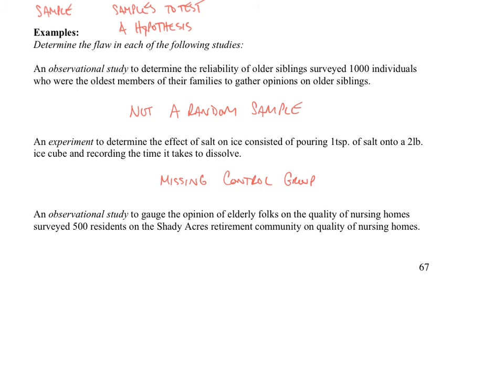In the last example we've got on the front page, there are some examples on the back that you can do as well. We've got an observational study to gauge the opinion of elderly folks on the quality of nursing homes. And they surveyed 500 residents of the Shady Acres retirement community on the quality of nursing homes. So again, the issue here is that the sample is not random. I've only picked one nursing home, and I'm only asking the opinions of those elderly folks.